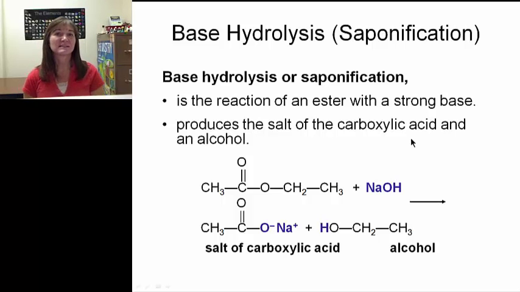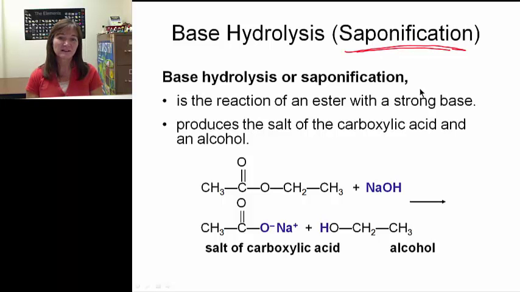Okay, that was the first reaction of esters, acid hydrolysis. The second reaction of esters you need to learn is base hydrolysis. Once again, it's hydrolysis, so we're going to break apart with water. But for a base hydrolysis, we need a base instead of an acid catalyst. This one has a special name. Base hydrolysis of esters is called saponification, and the term saponification means soap producing or soap making.